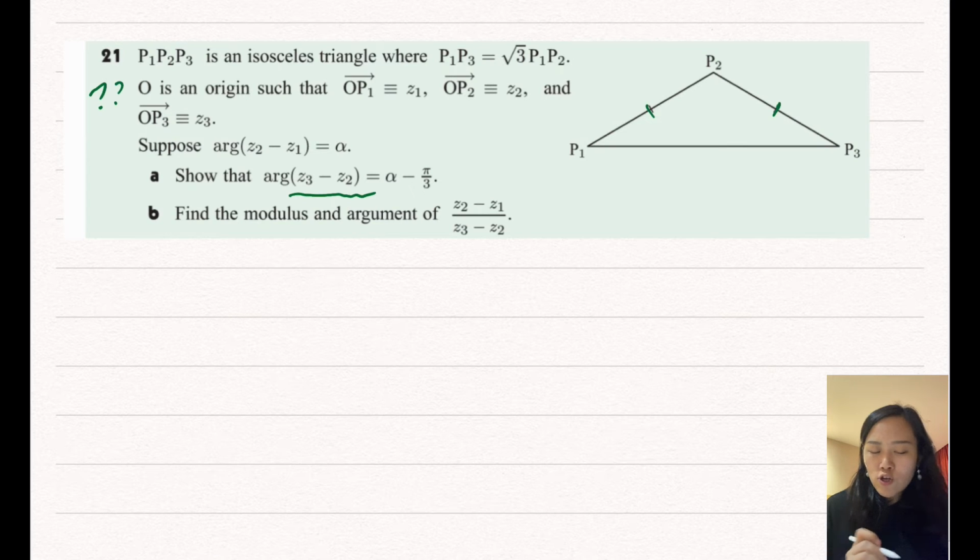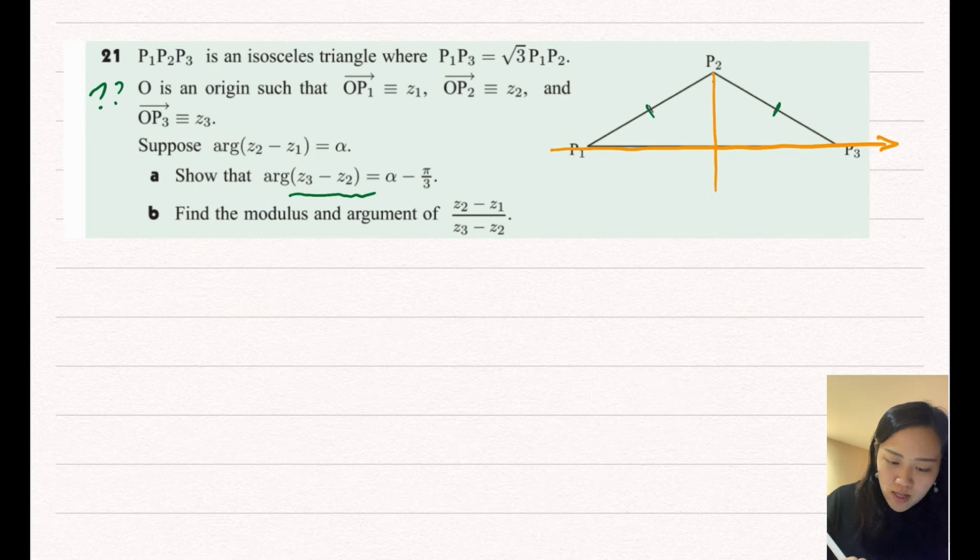Okay, so it's an isosceles triangle. My first intuition would be, let's make our x-axis right on top of P1 and P3. And let's make our y-axis going, since x and y are perpendicular, and this is an isosceles triangle, we know the height from P2 is going to go right across the middle, and we'll make that our vertical axis. And since we're talking about complex numbers, this set of axes are on a complex plane. So we have our imaginary axis and we have our real axis over there.